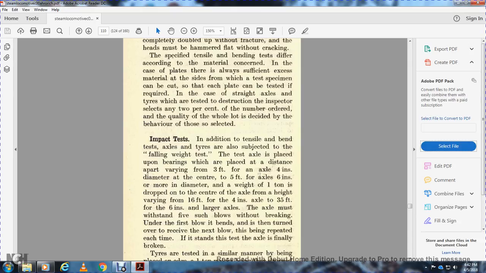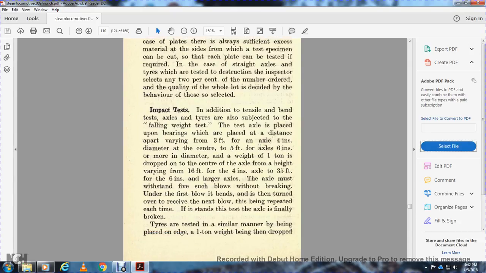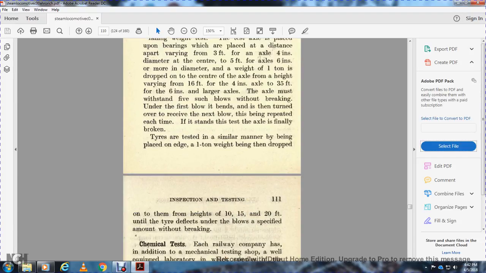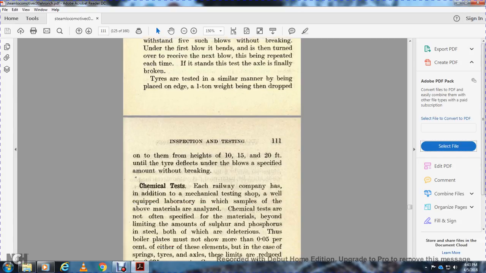The axle must stand 5 such blows without breaking. Under the first blow it bends, and it is turned until it receives the next blow, the test being repeated each time until the axle is finally broken. The tires are tested in a similar manner, being placed on edge with a 1 ton weight dropped on them from heights of 10, 15 to 20 feet, until the tires deflect under the blow by the specified amount without breaking.